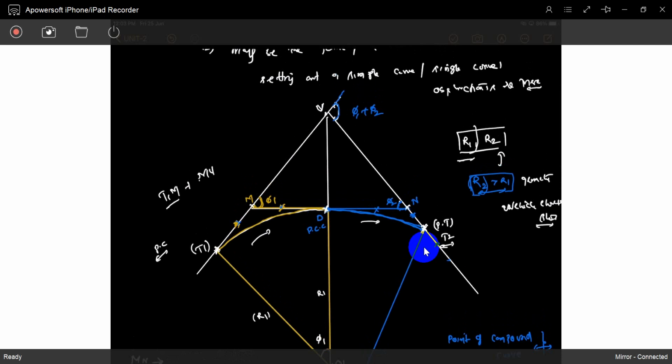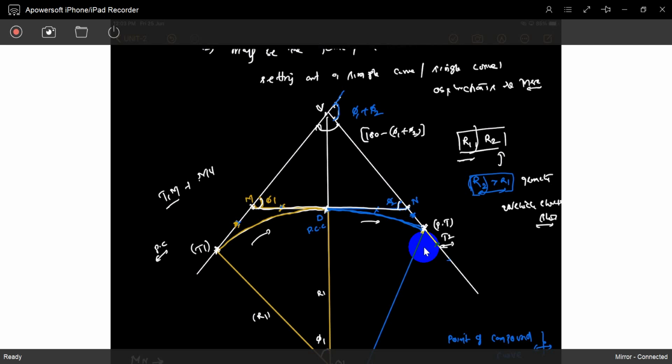You know that this is the theta 2 angle, this is the theta 1 angle. What is this value? This value is 180 minus theta 1 minus theta 2. So if you know these three angles, and also we know one common tangent length mn, one side. This is a triangle, VMN is a triangle. In the triangle, we know one side length and the angles, so we can easily calculate the remaining lengths.